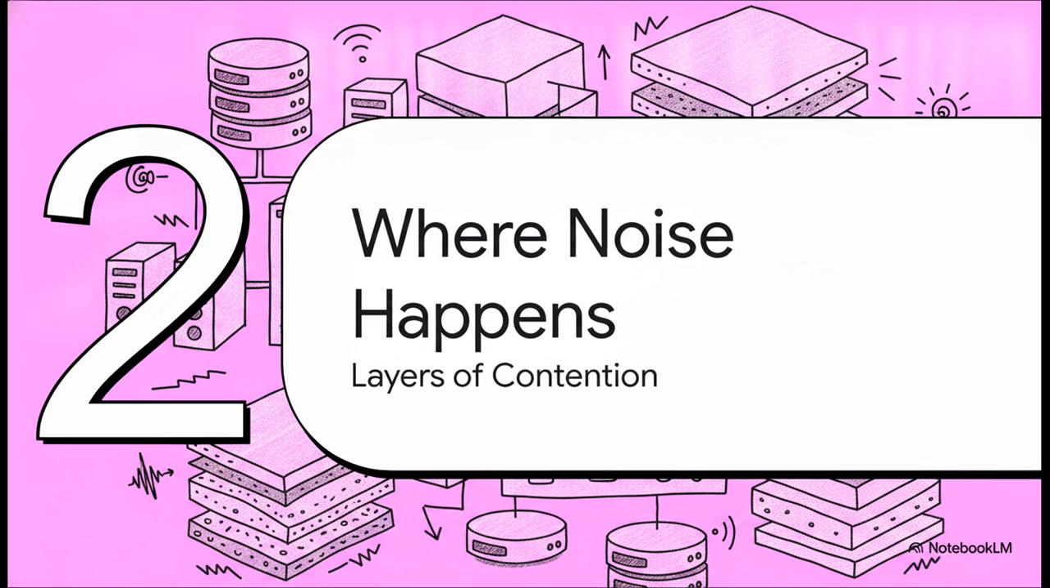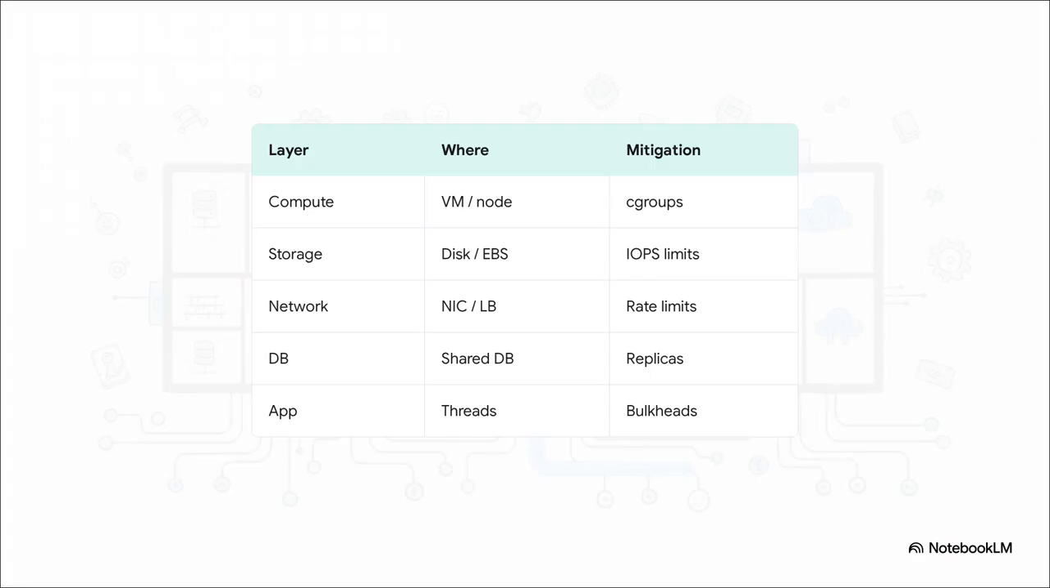Let's break down the technology layer cake. Now, what's really fascinating here is how thoroughly this contention sneaks into literally every single layer. Just look at the breakdown. Down at the compute layer, a container without CPU limits can easily hog all the cores on a node. Over in storage, heavy sequential writes can just completely starve everyone else's IOPS. Moving up to network, a single massive traffic spike can saturate a shared network interface or load balancer.